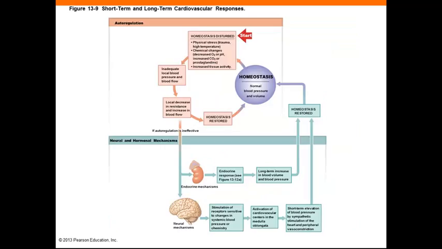If autoregulation is unable to normalize tissue conditions, neural and endocrine mechanisms are activated. Baroreceptors and chemoreceptors monitor changes in arterial pressure or blood gas levels. Cardiovascular centers in the medulla oblongata adjust cardiac output, and vasomotor centers in the medulla oblongata control the diameter of arterioles and peripheral resistance, and control vasoconstriction.